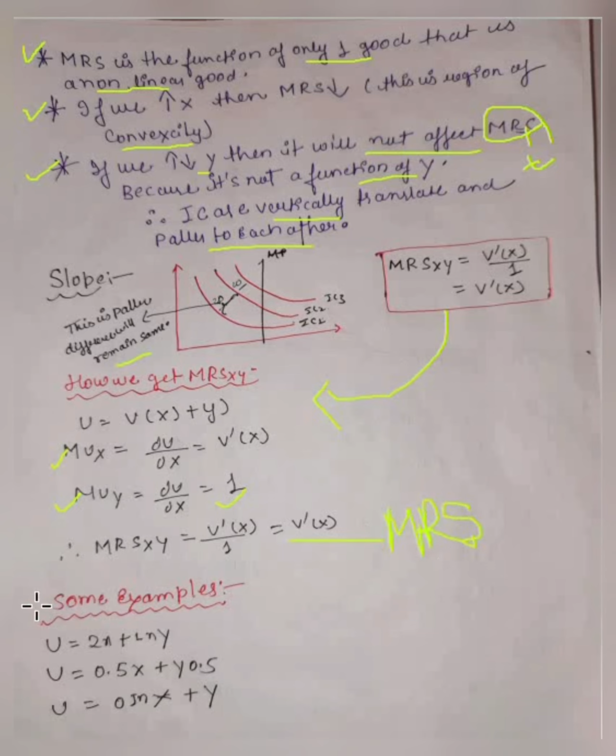Okay, now here are some examples of quasi-linear utility functions. Let's see. u is equal to 2 root x plus y, u is equal to 0.5 ln x plus 0.5 y, and u is equal to ln x plus y.